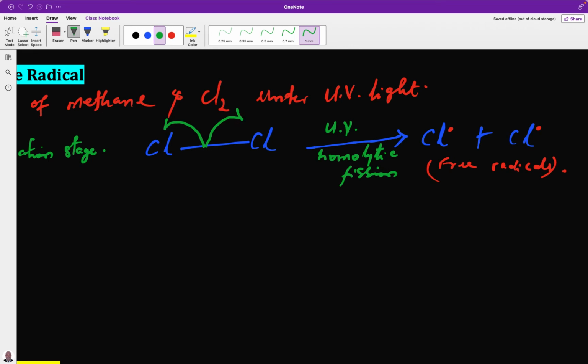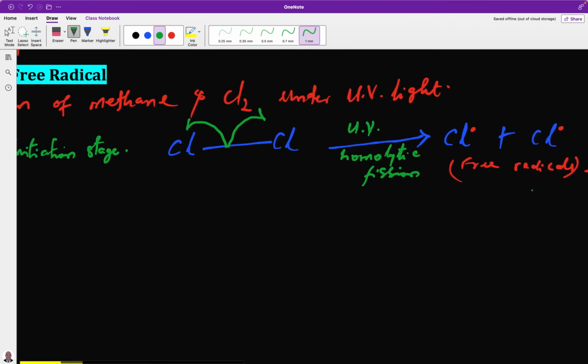But since it is not a double-headed arrow, it indicates that one electron comes this way and the other one goes this way. The half of the head shows only one electron goes to one of the chlorine atoms, and one electron goes to the other chlorine atom. That is why the result of this homolytic fission will be a chlorine atom with a single electron, and the other one with a single electron. We now call them free radicals that are very reactive. So that is step number one.